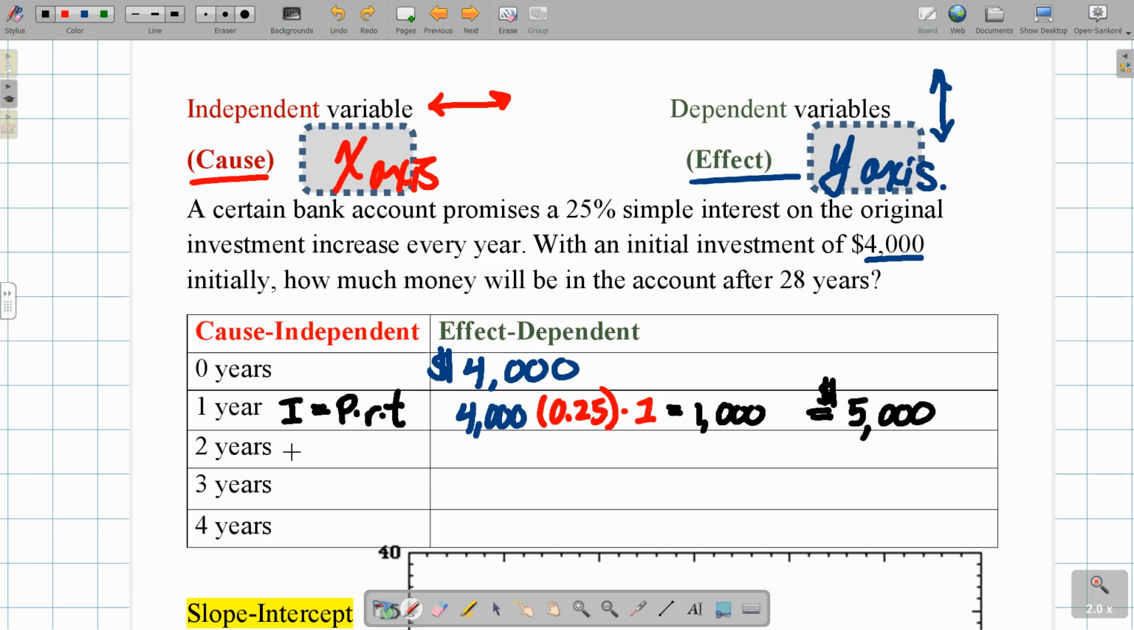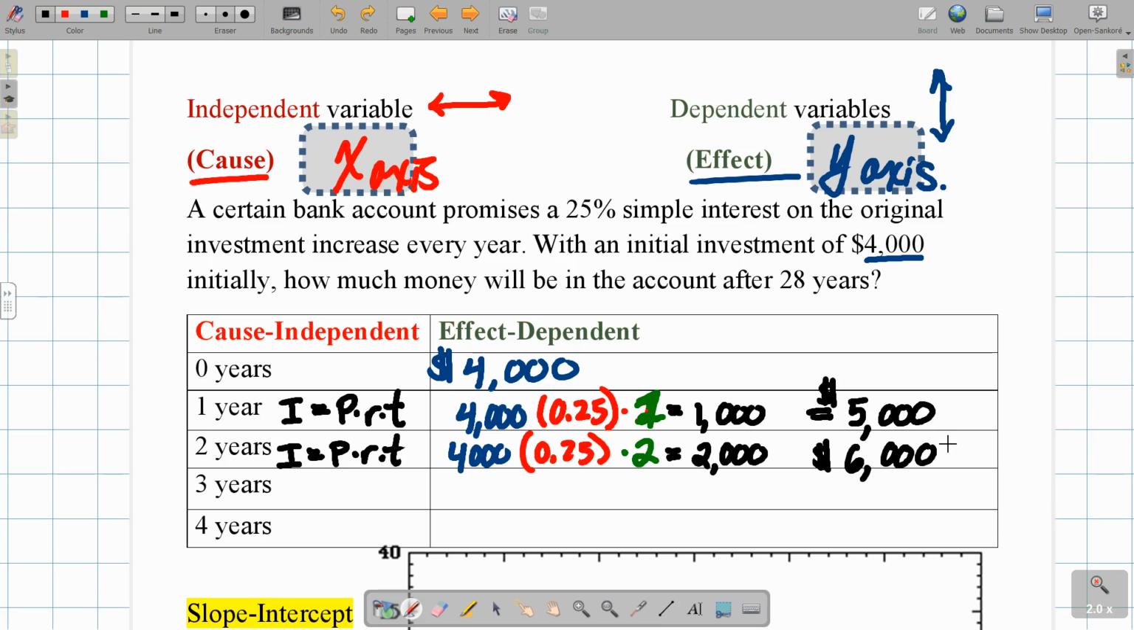Okay, 2 years. Initial principal, rate, time. So it's 4,000 times 0.25 times now 2 years. And that's again 1/4 of 4,000, which is 1,000, times 2. So my interest now is 2,000. That means my balance after 2 years will be $6,000.